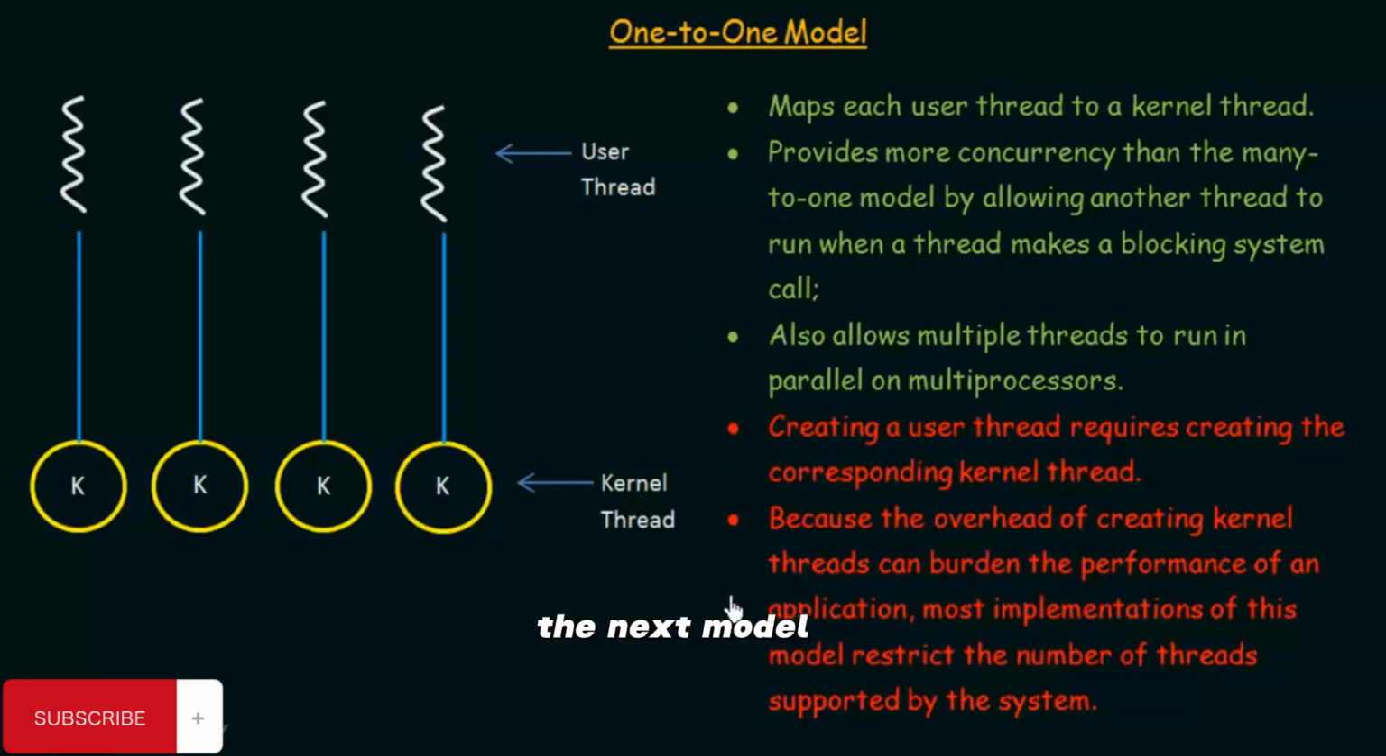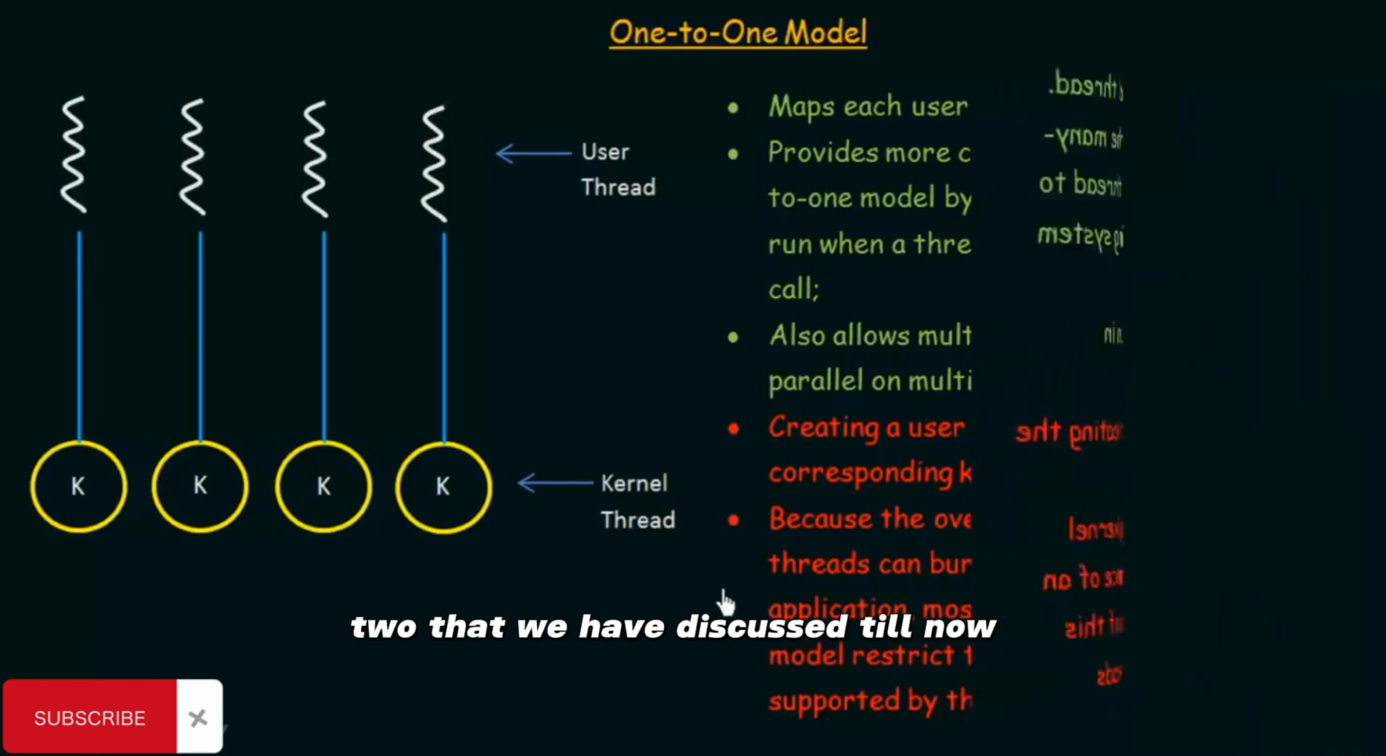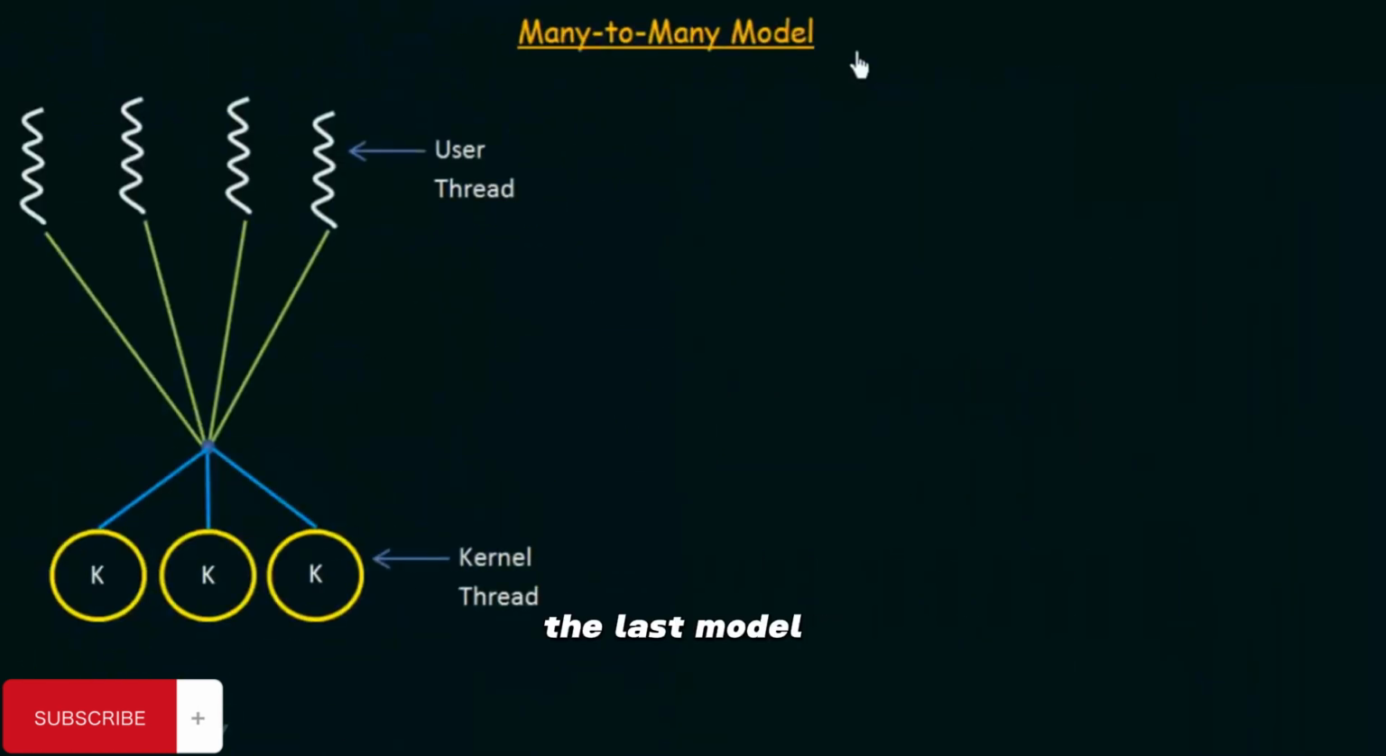Now let us go to the next model and see if it is better than the two that we have discussed till now. Here we come to the last model, which is the many-to-many model. Again, from the name, we can understand that many user threads are mapped to many kernel threads. From the diagram, it is very clear. Here we have the user threads, and here we have the kernel threads.